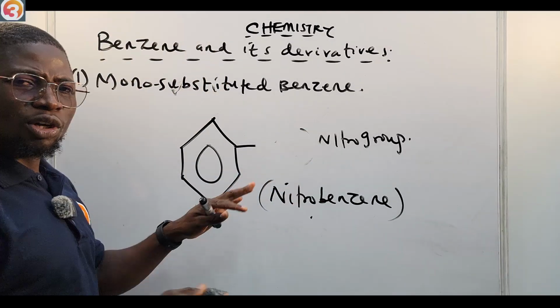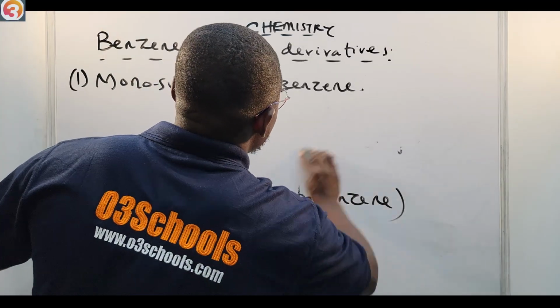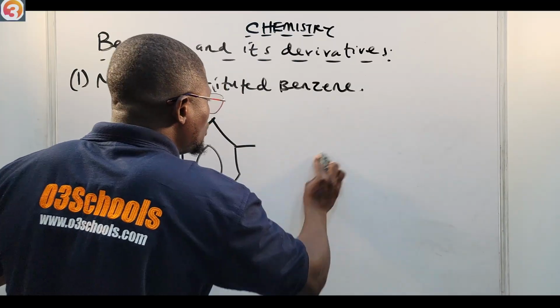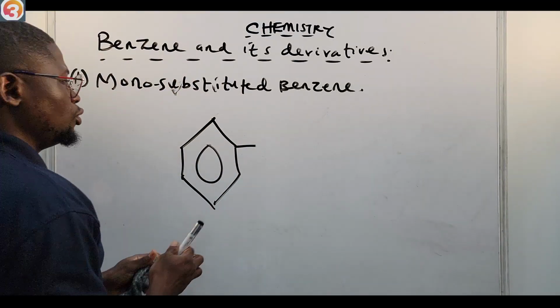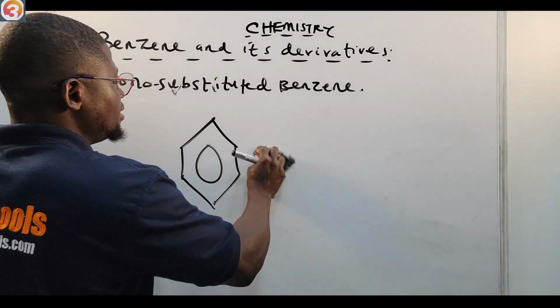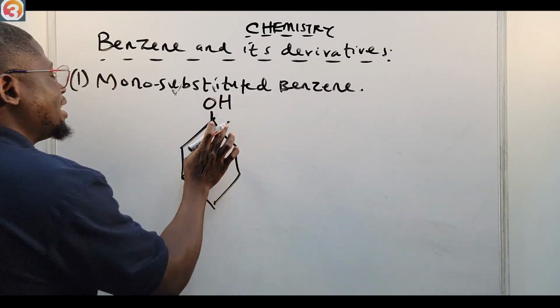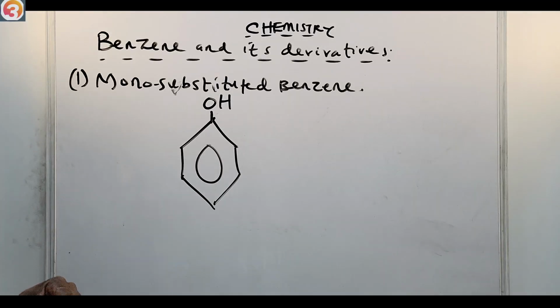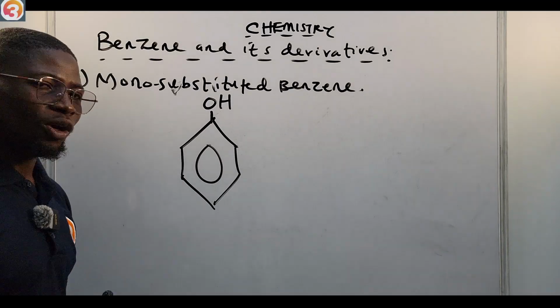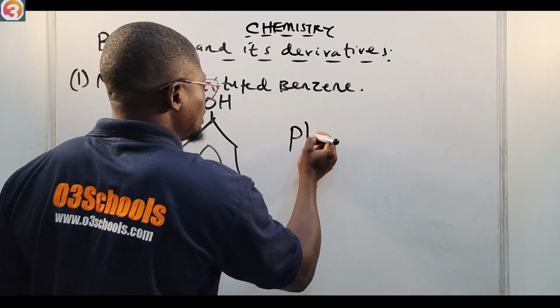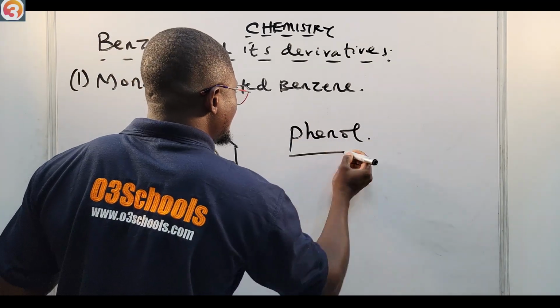Now let us see another example. Let's say it is not a nitro group attaching itself, but an OH group, a hydroxyl group. If you have a benzene ring like this, and an OH group attaching itself to it, this benzene type compound is called phenol. So please take note of that.